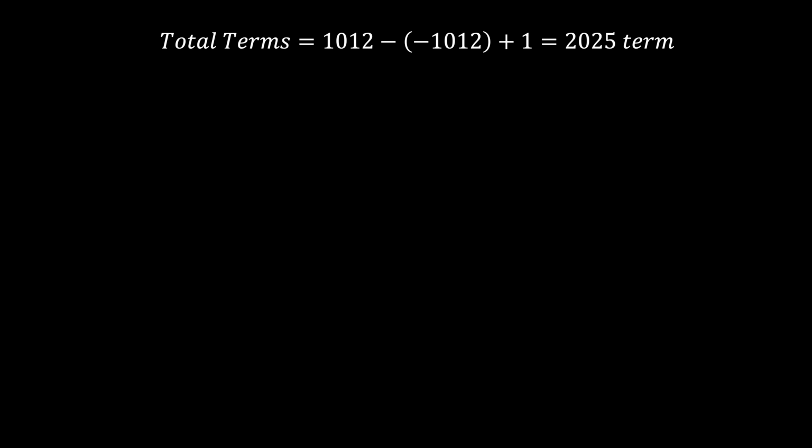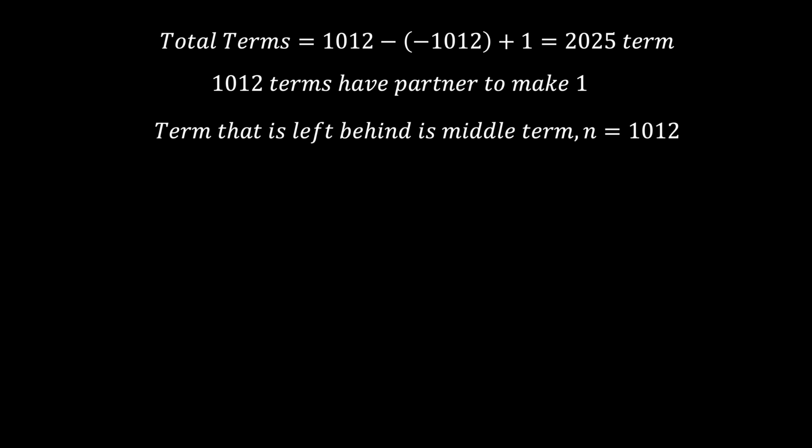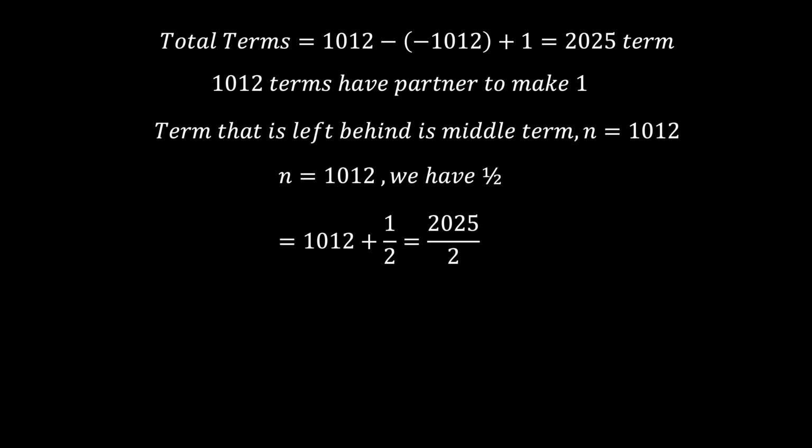Which means 1012 pairs are going to produce 1 each, and that is going to make 1012. But one term is going to be left, and that is the middle term, which is n equal to 1012. It's going to be left without any partner, and that you need to find out. Whenever you put n equal to 1012, you get half, and now you can add 1012 plus a half, and the answer is 2025 divided by 2.